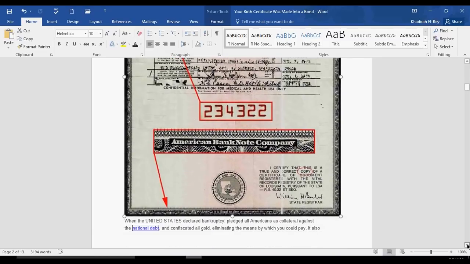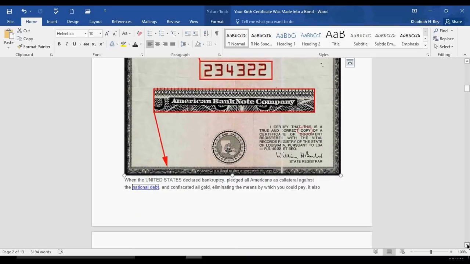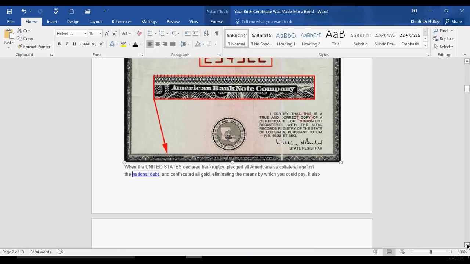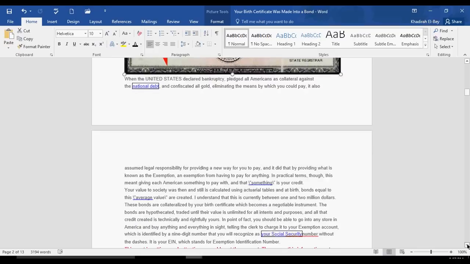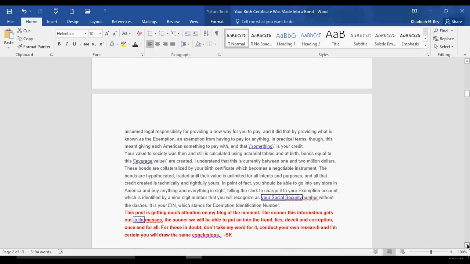So when the United States declared bankruptcy, it pledged all Americans as collateral against the national debt. All right, confiscating gold, eliminating the means by which you can pay. You also assume legal responsibility for providing a new way for you to pay. And it did that by providing what is known as the exemption, an exemption from having to pay for anything. In practical terms, this meant giving every American something to pay with, and that something is your credit.